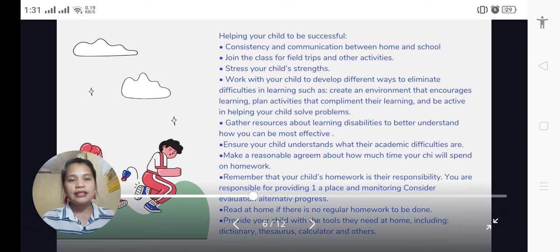Another one is to read at home if there is no regular homework to be done. This is very important even for children or students without disabilities. Reading is very important because reading skills are lifelong skills.